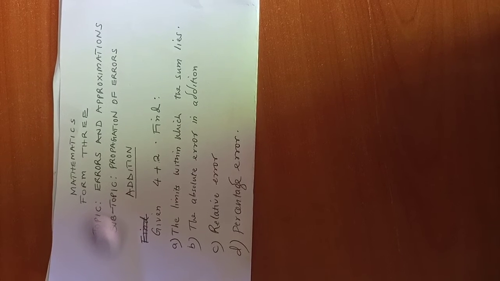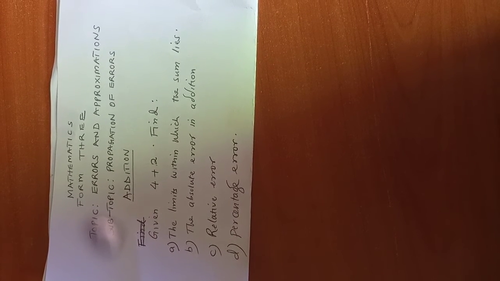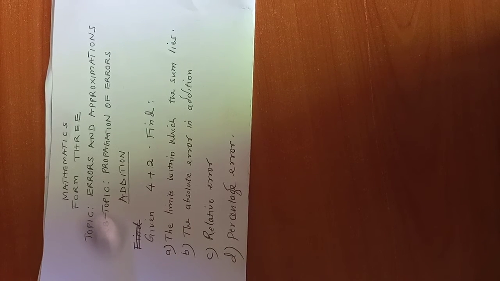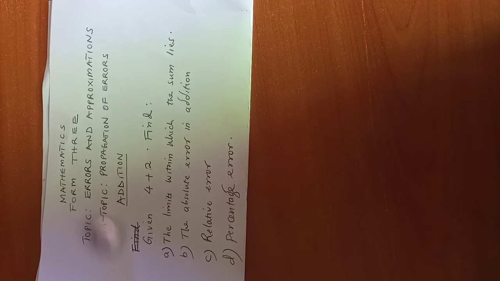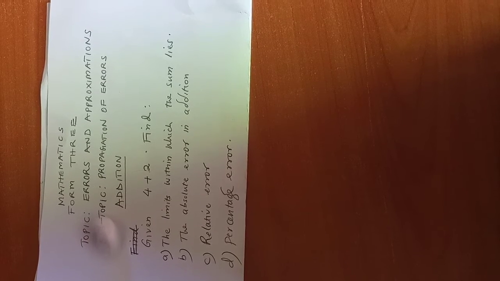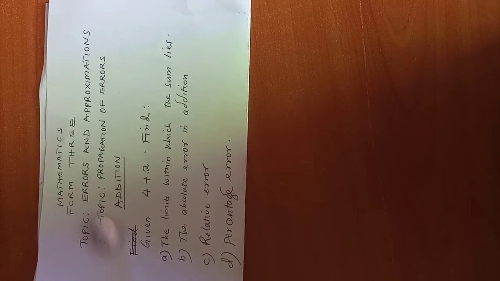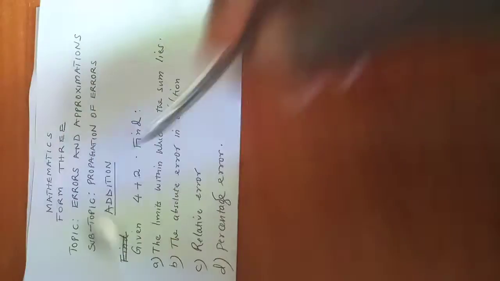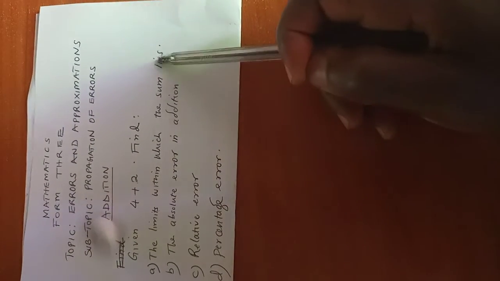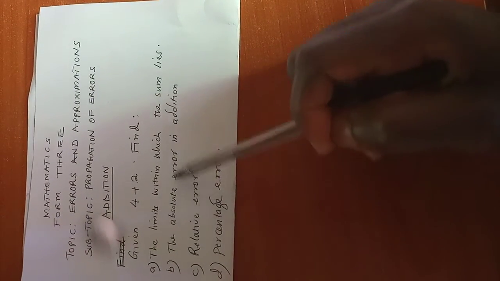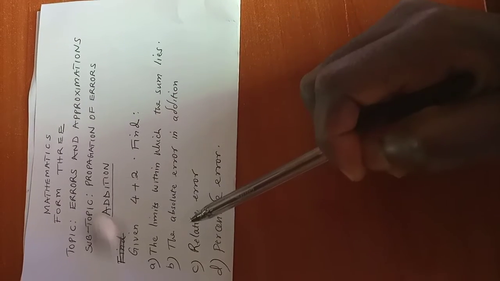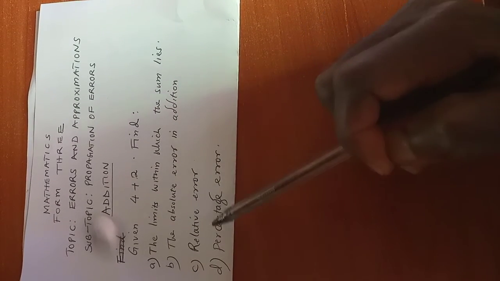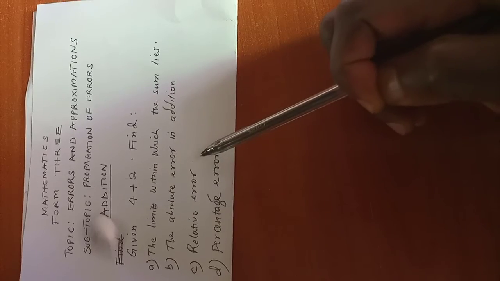Hello viewers, today we want to learn mathematics for 3, topic: errors and approximations, subtopic: propagation of errors. Specifically, we want to look at addition. For instance, you are given 4 plus 2. You are asked to find the limit within which the sum lies, the absolute error in addition, the relative error, and the percentage error.